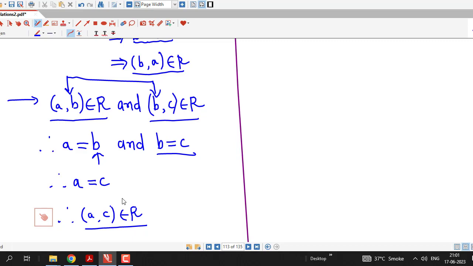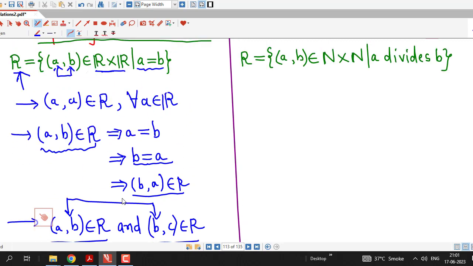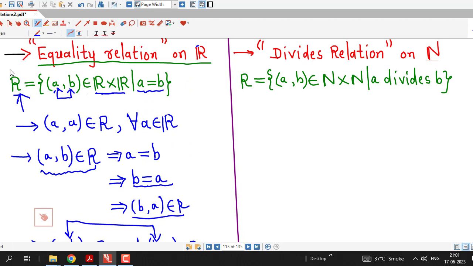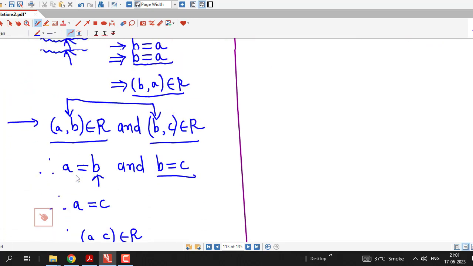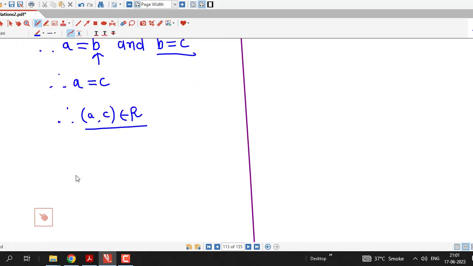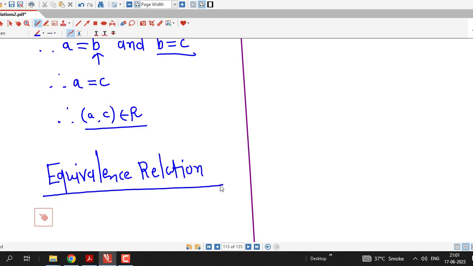That means relation R is transitive, and hence we have shown that this equality relation on the set of real numbers is reflexive, symmetric and transitive. Therefore this relation is an example of an equivalence relation. Equivalence relation means a relation which is reflexive, symmetric and transitive.